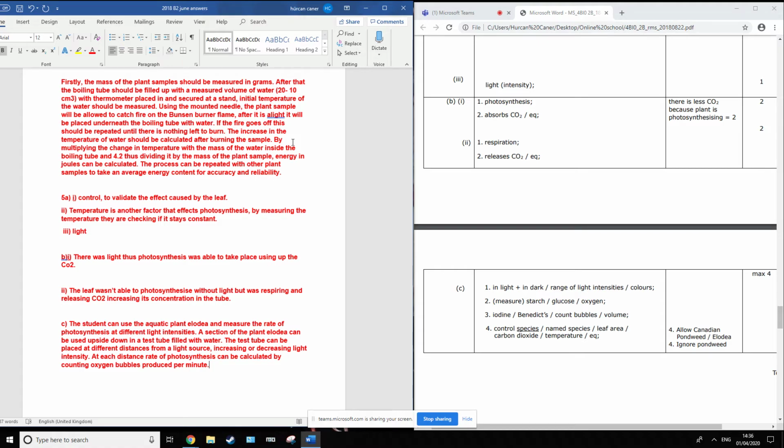I mean, this should be enough. Is that clear for you? Yes. I choose this one. You can do starch as well, but I chose this one because it's an experiment we did.